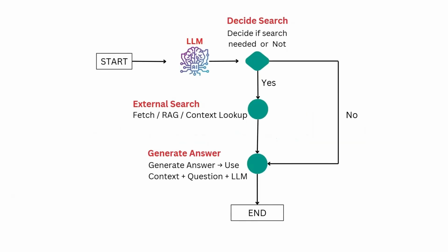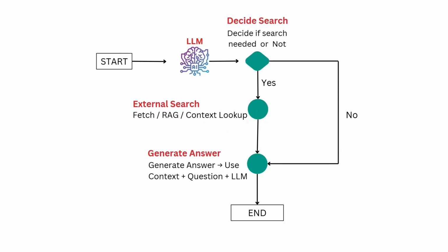As part of our problem, we are going to ask a question to our LLM. Now, the LLM here will pause and think about the question. It will decide whether to call an external search system such as a RAG pipeline, database, or context lookup to gather additional information, or our LLM itself is capable enough to answer this question. In this case, it will skip the search step and directly answer the question.